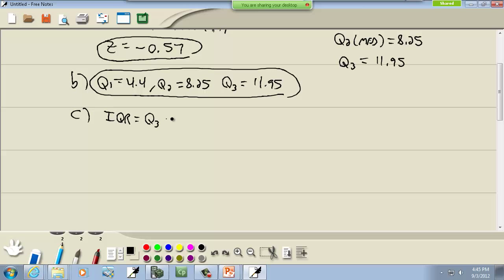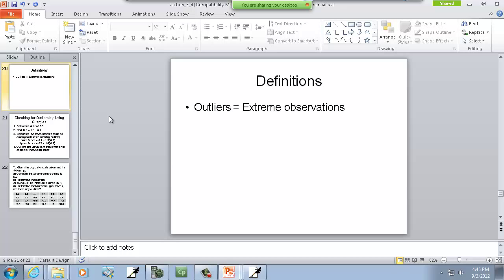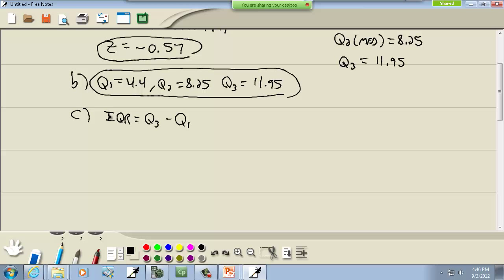That's Q3 minus Q1. And I don't remember what that formula was. There's the IQR there. Q3 minus Q1. Okay, so we have Q3, which is 11.95, minus Q1, which is 4.4. I think that's 7.55, but let me plug in my calculator just to make sure. 11.95 minus 4.4. 7.55.